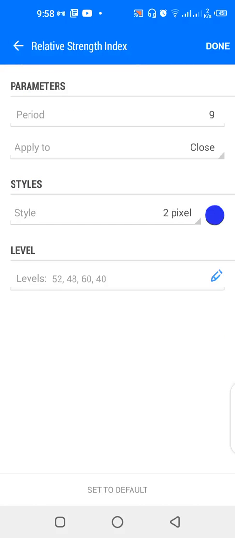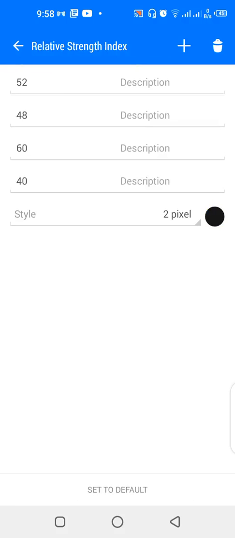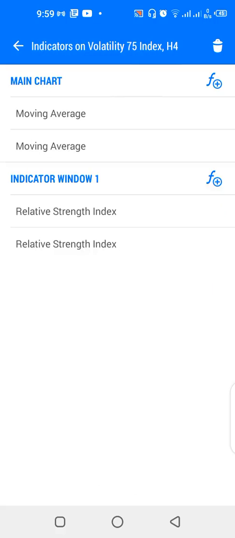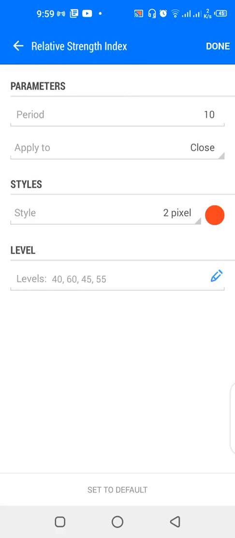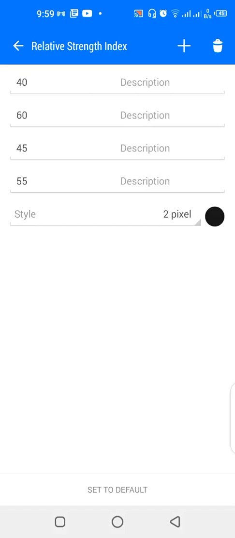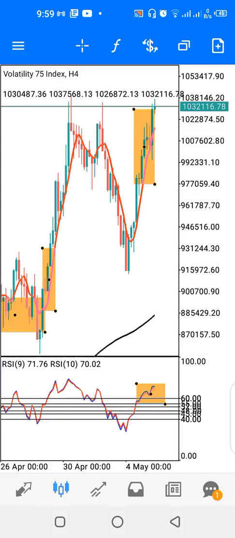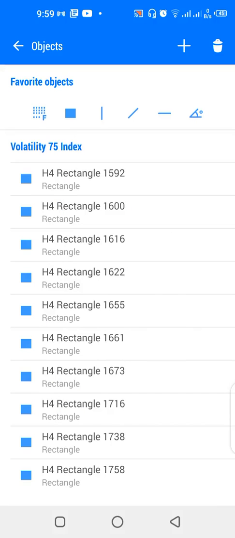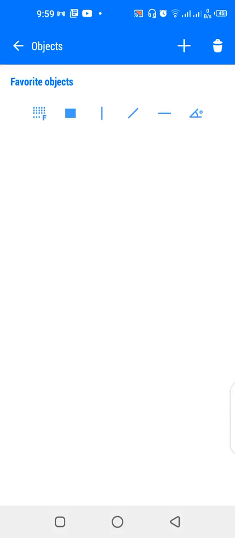Now on indicator window 1 we have the first RSI, whose period is 9, apply to close, color is blue. Now let's look at the levels. You have 52, 48, 60, and 40. The second relative strength index indicator has period 10, apply to close, color is red. Let's look at the levels. We have 40, 60, 45, 55. So if we go back to the chart, let me remove the objects.